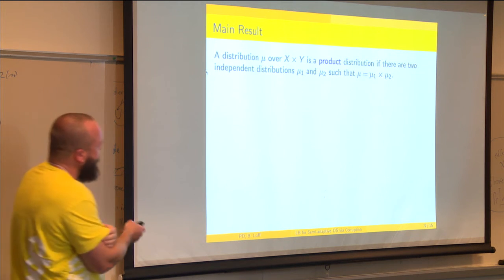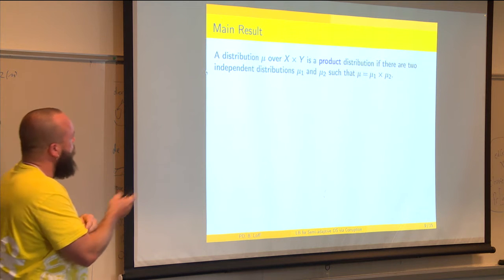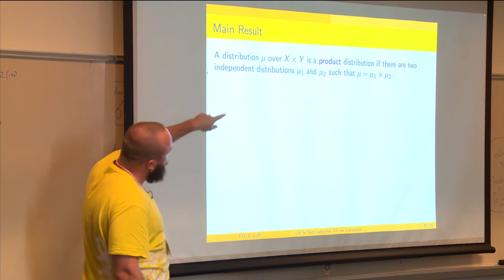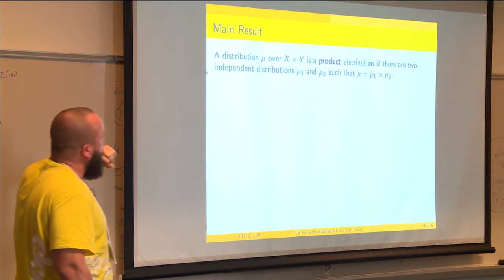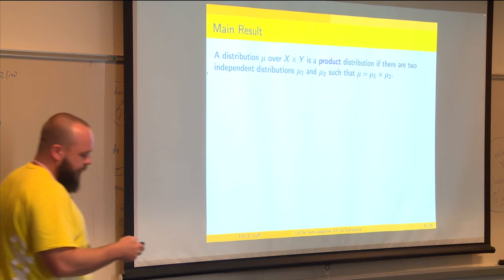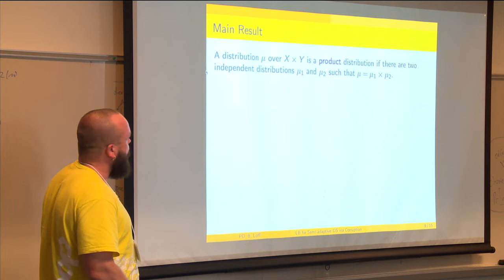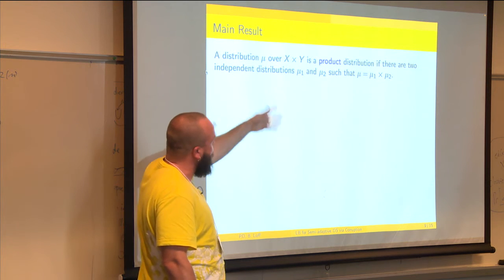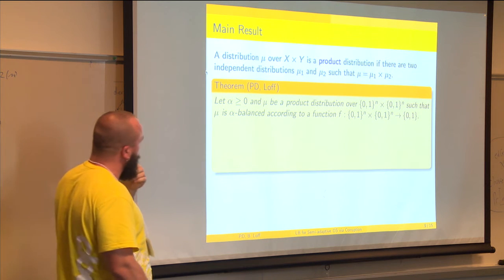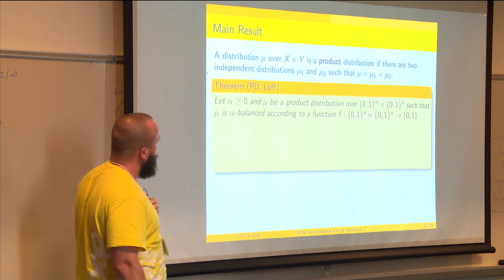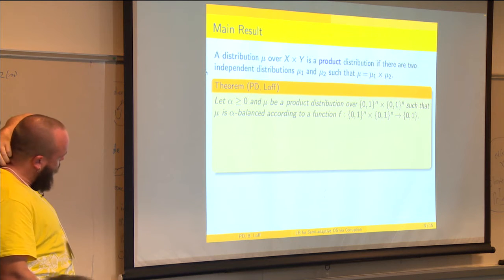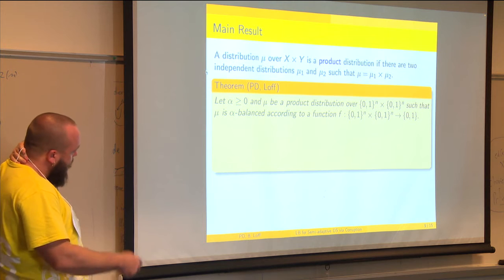Okay, so now I will restate formally our result. I already talked about product distributions. So what's a product distribution? We have a distribution on inputs, and the distribution is product if there are two independent distributions, mu1 for x and mu2 for y, such that the overall distribution is just the product of these two. And so the formal statement of our theorem is: let's have some alpha and a distribution over inputs that is product and alpha balanced.